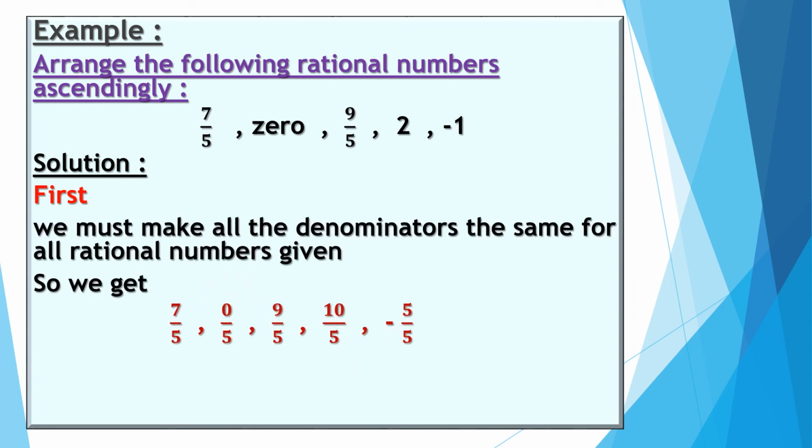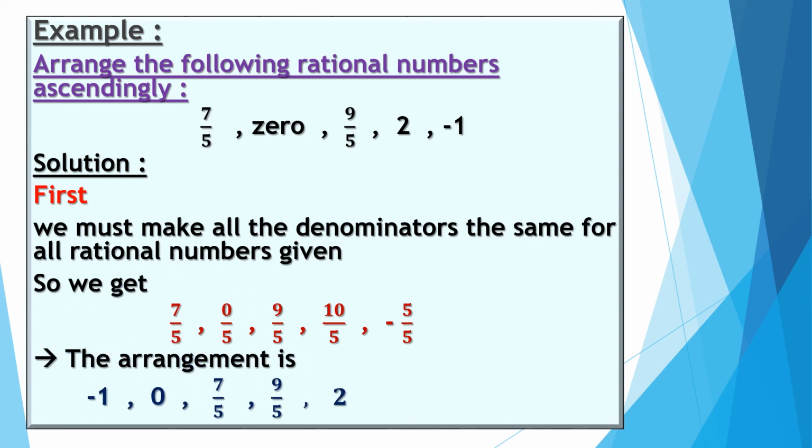So now we can arrange easily from the smallest number to the greatest number. So we have negative 1 first, 0, 7 over 5, 9 over 5, and the last number, the greatest one, is 2.